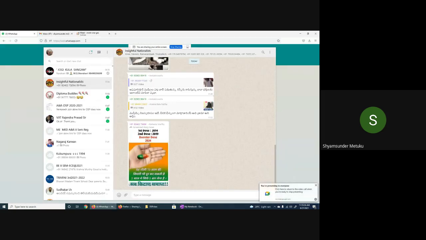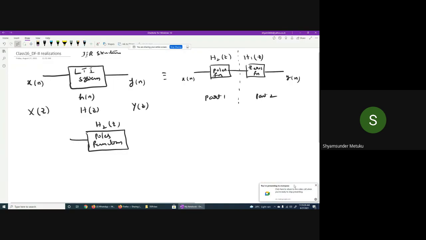There you go. You're able to see? Yes, sir. Some window has gone. I don't know which window it is, but you're able to see the screen, right?